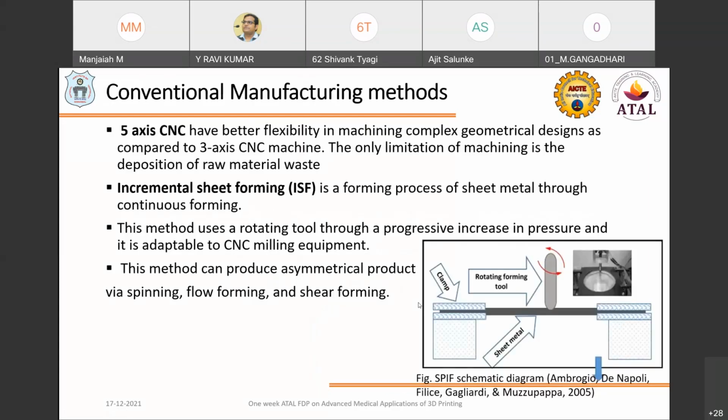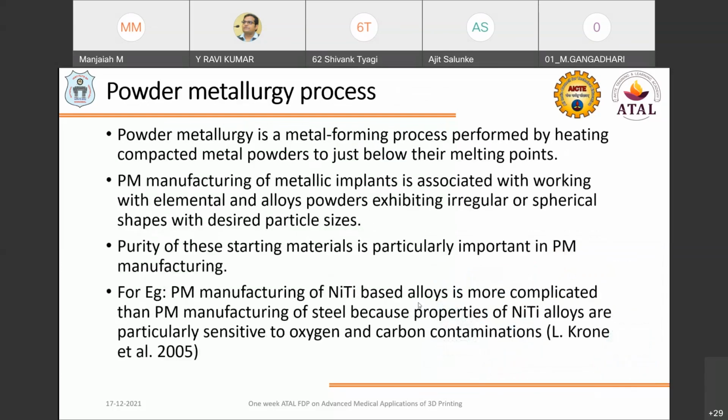And other conventional manufacturing methods include machining with the help of 5-axis CNC machining, or the incremental sheet forming process, which is one of the conventional old methods. Even spinning, flow forming and shear forming methods can be used to make such simple applications with conventional manufacturing methods. And the other method is the powder metallurgy process.